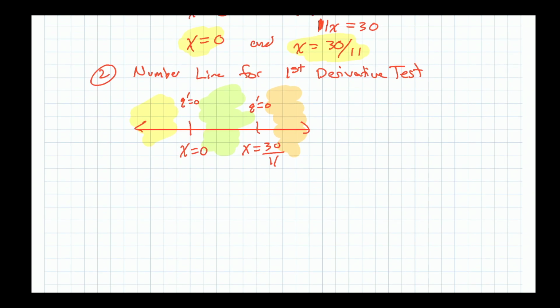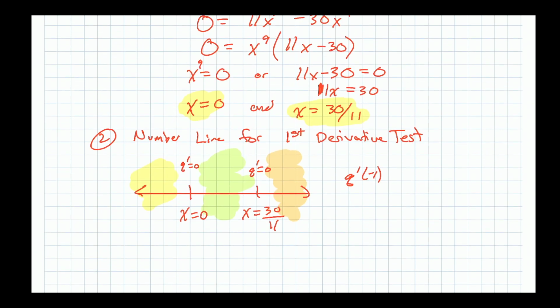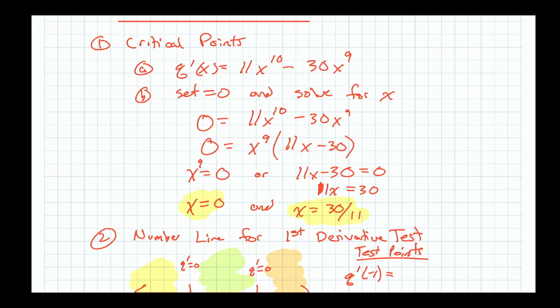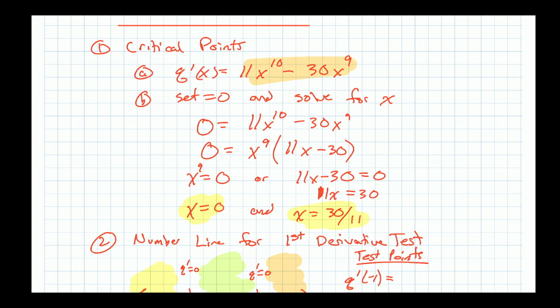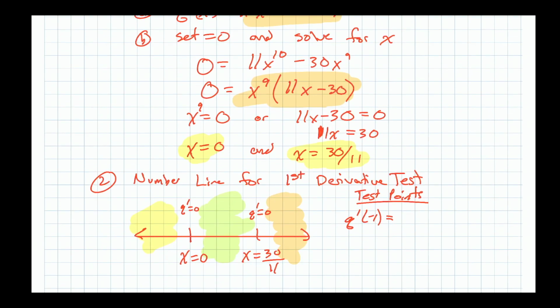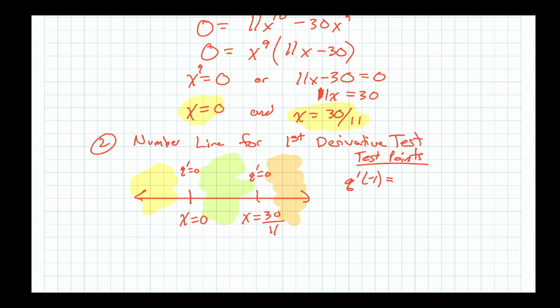So we need one test point to the left of 0. So how about -1? That's to the left of 0. So these are our test points. They usually call them that. So Q prime of -1. So where's Q prime? There's a Q prime that is this, but it's also this. So you just pick whichever form looks nicer to you. I think I'm going to use the second one. I like the factored form, even though it doesn't say Q prime next to it.